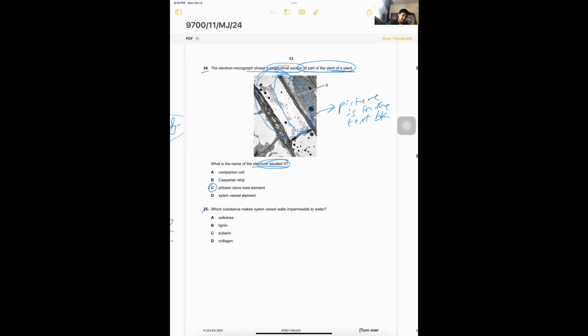Question 25. Which substance makes xylem vessel walls impermeable to water? So water is polar and it needs something. Water cannot attract to something that is non-polar. This is polar, this is non-polar. Suberin is non-polar, collagen is polar, so the answer should be B. And also collagen is not present in plants, so that is wrong.